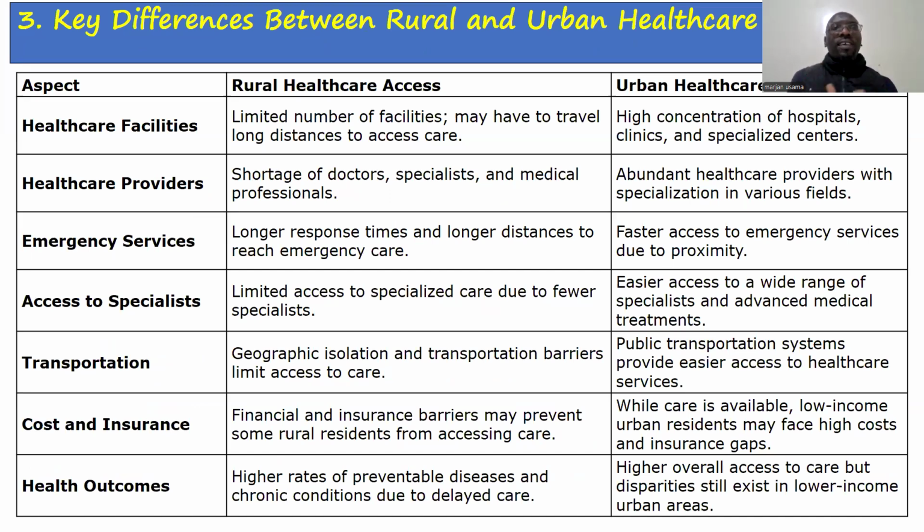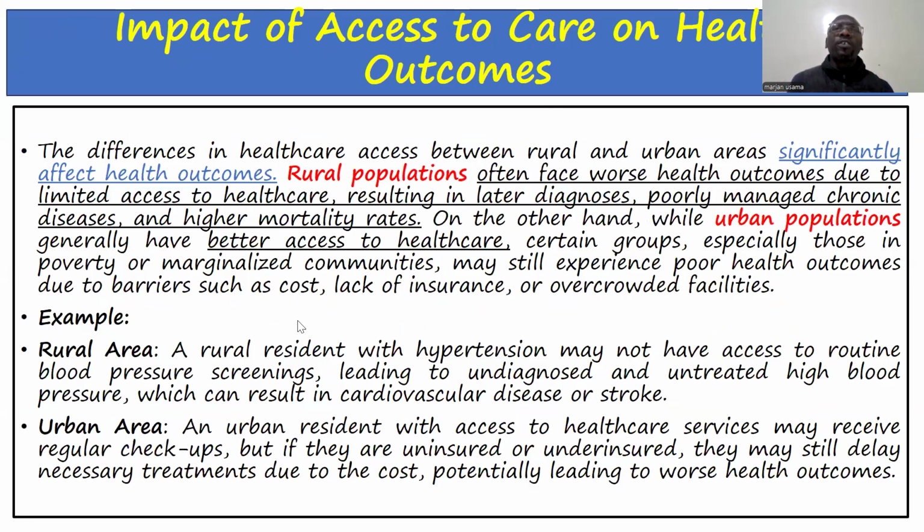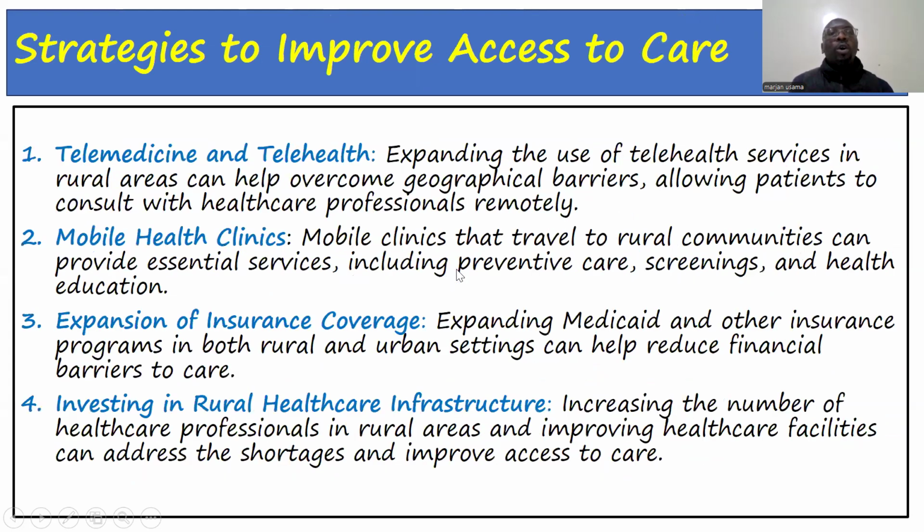Now this is a summary of the key differences between rural and urban health. So during your free time, you'll just go through this table. So what is the impact of access to healthcare on health outcomes? The differences in healthcare access between rural and urban areas significantly affect health outcomes. Rural populations often face worse health outcomes, and urban populations have better access to healthcare. So this is basically what we've been talking about.